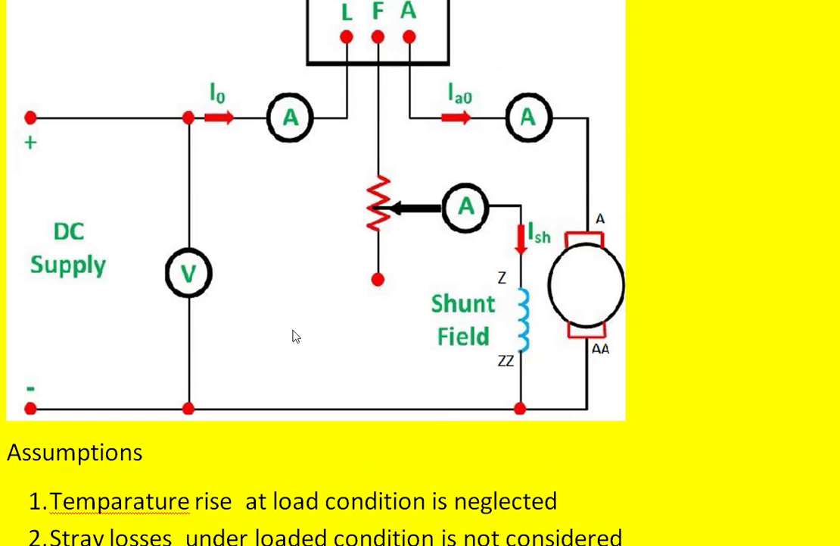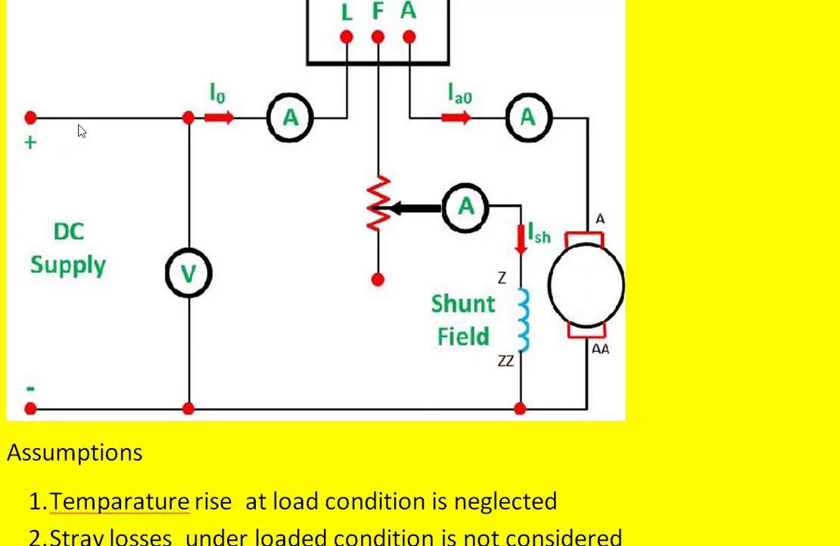In the Swinburne test, first we have to keep the DC shunt motor under no load condition, that is, without connecting any load to it. This is the armature of the DC shunt motor, and this is the shunt field winding, and this is the rheostat connected in series with the shunt field, and this is the DC supply, and this is the 3-point starter, and we kept the meters here. This is one ammeter, this is another ammeter, and this is the voltmeter.